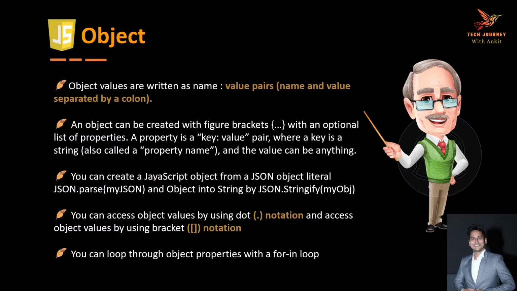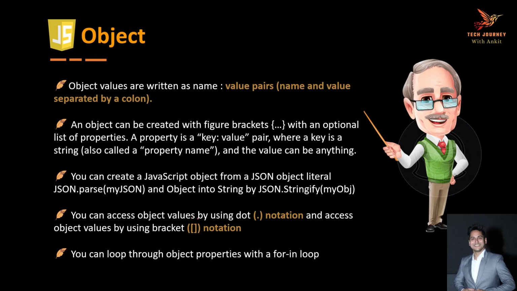In case you have an object and you want to convert that object into a string, or you have a string and you want to convert that string into an object, for that we have two methods available from JSON. One is JSON.parse, which will convert your string into an object. And another one is JSON.stringify, which will convert your object into a string.